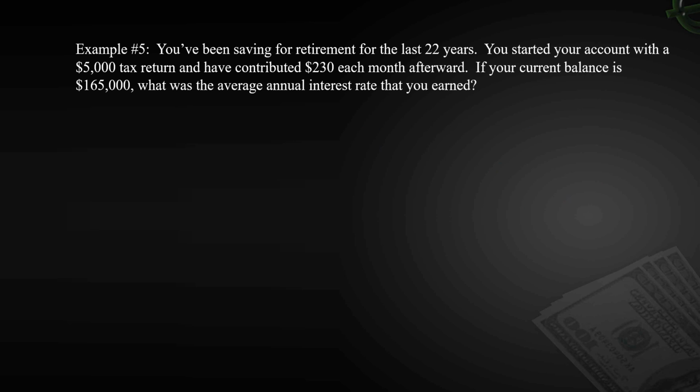Now let's look at question number 5. You've been saving for retirement for the last 22 years. You started your account with a $5,000 tax return and have contributed $230 each month afterward. If your current balance is $165,000, what was the average annual interest rate that you earned? Okay, so let's go step 1.